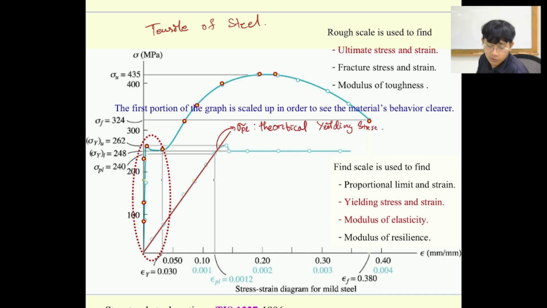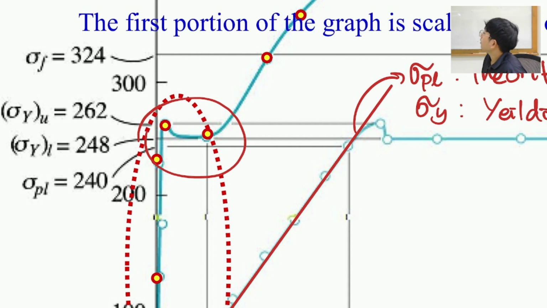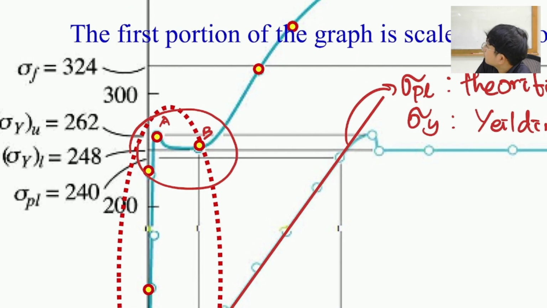But for the practical one, we're going to use the one we call sigma y, or yielding stress. Okay. So from these figures, can you tell me which one is going to be the yielding? We have point A and point B. Which point is going to be the yielding point? Point A, raise your hand if you think it's point A. Point A or point B? Point A, right? Who's A? Raise your hand.